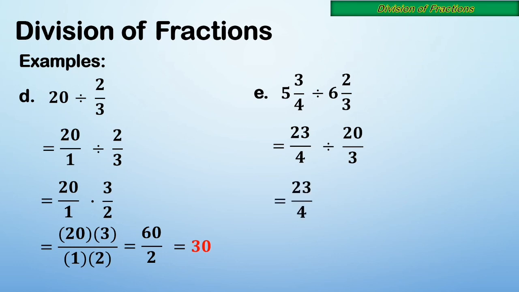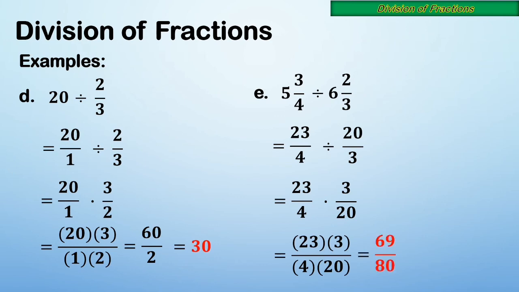Then apply the first rule: 23 over 4, change the operation to multiplication, and get the reciprocal of 20 over 3, which is 3 over 20. Then, multiply. Then you will have 69 over 80. Meron ba silang greatest common factor?